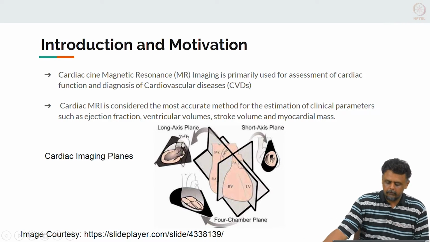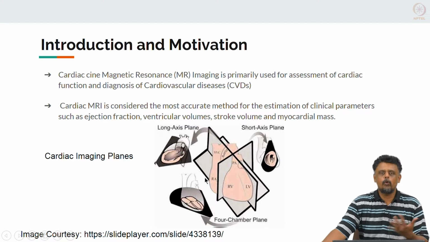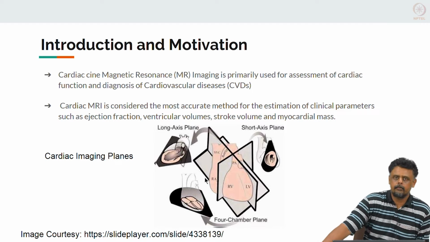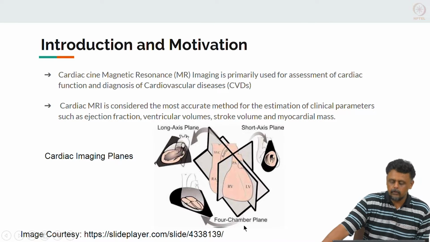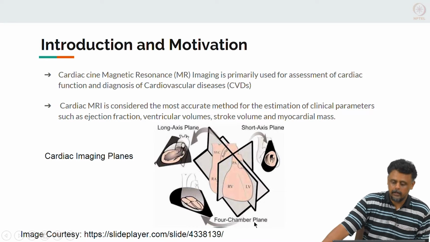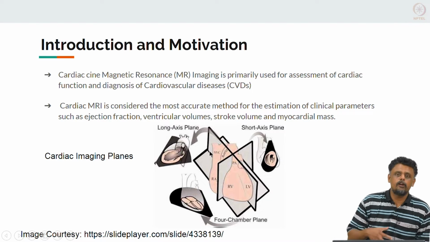And the other plane is the 4-chamber plane, which is basically the plane which will show you all compartments of the heart. The heart has 4 compartments or 4 chambers: left ventricle, right ventricle, right atrium and left atrium. So, if you want a view that has cross sections of all the 4 chambers in it, that is called the 4-chamber plane. Okay. So, typically these are the 3 orientations at which the volume of the heart is viewed.